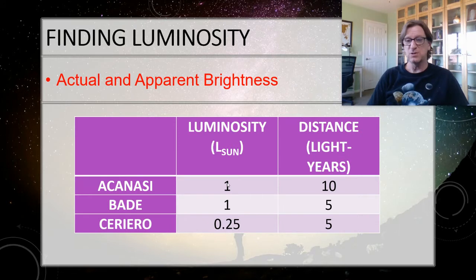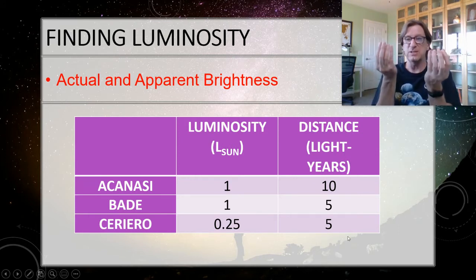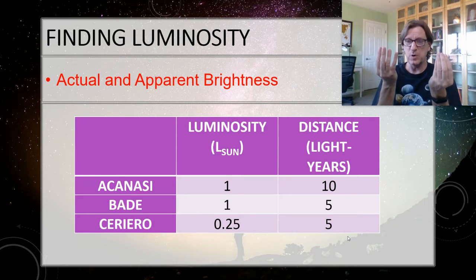Okay, now, which star seems brighter from Earth? Star B or star C? Pause the video and think about it. All right, so they're the same distance away. They're both 5 light years away. But star B is actually one solar luminosity, whereas star C is only 0.25. Well, if they're the same distance away, which one's going to seem brighter to us on Earth? That's going to be star B because it really is brighter and they're the same distance.